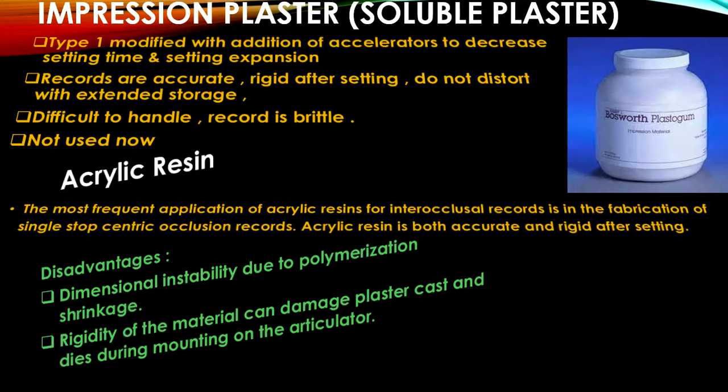Acrylic resin: frequent application of acrylic resin for interocclusal records is mostly used in the fabrication of single stop centric occlusion records. Acrylic is both accurate and rigid after setting. Disadvantage of this material: dimensional instability due to polymerization, and the rigidity of the material can damage the plaster cast and die during mounting on an articulator.